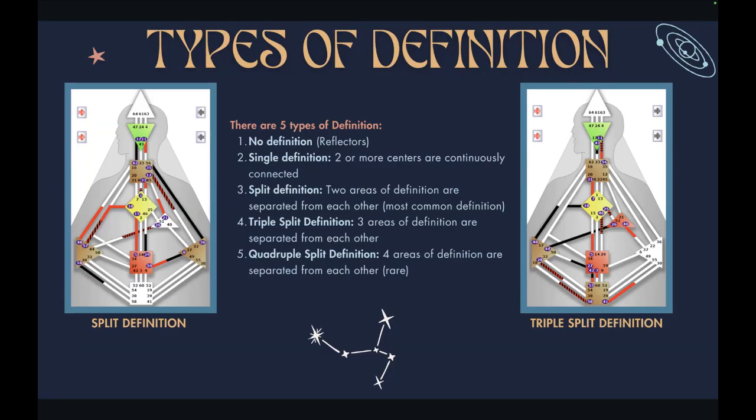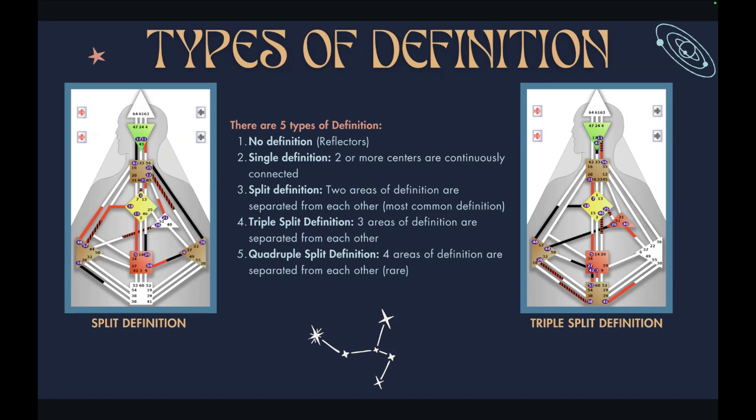And then when we have a split definition, this is where there are two areas of definition. And this is most common. This would be like if we had these three centers connected and then these three centers connected, but they're not all connected together. This is what I like to call islands. So we have this island over here and this island over here, and they're not necessarily always going to be on the same page. That's why split definition people tend to take a little bit longer to process things, come to a decision, and seek out whatever energy is going to create a bridge for that split, which we're going to talk way more about as we get into conditioning.